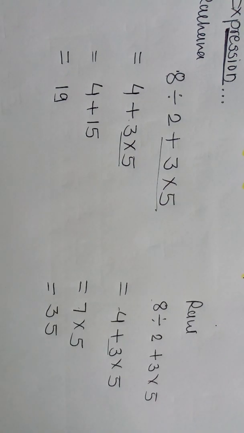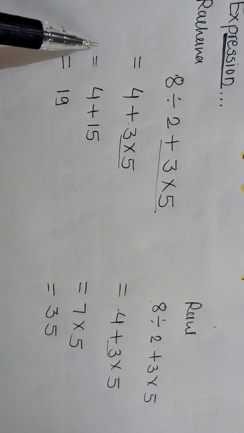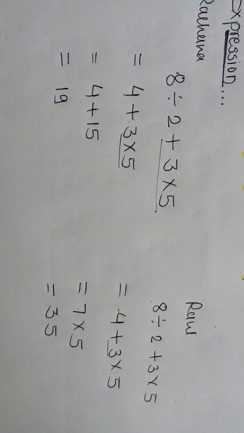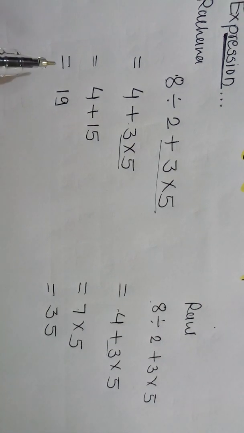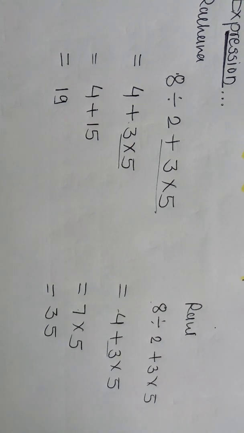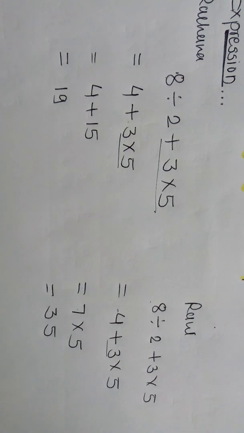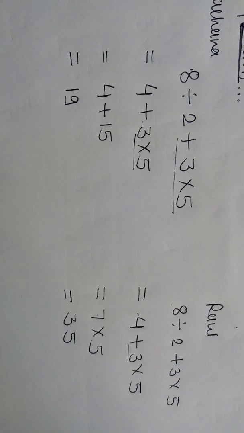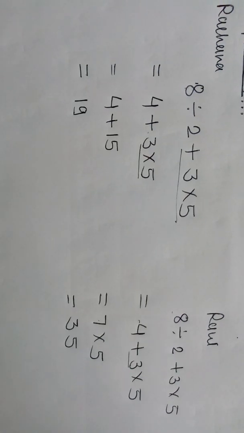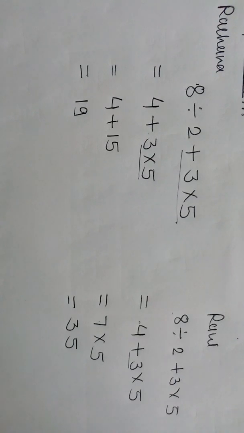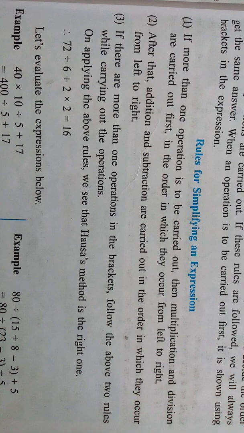Then who is right and who is wrong? Rachna is right or Rani is right? Yes, Rachna is right, Rani is wrong. Let me tell you why. To prevent these mistakes, some rules have been made which decide the order in which the operations are carried out. And in your textbook these rules are there.